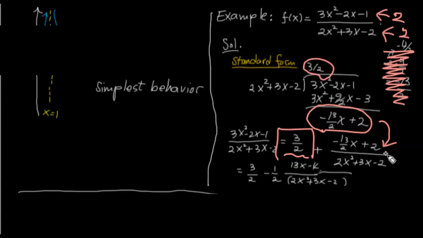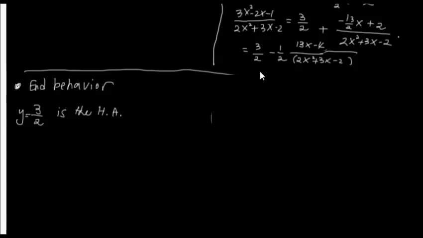What I did is, because this 13/2 looked too bulky, I factored out 1/2 from the numerator. So that negative 1/2 was factored out, and negative 13x remains there, and this 2 changes to negative 4, as you can see here, because I factored out a negative. Okay? So it's organized a little differently so that you can see the horizontal asymptote. We have this horizontal asymptote, y = 3/2.